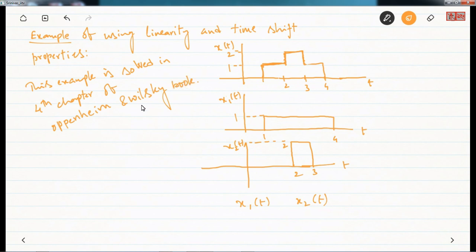So this is a very simple example. It is not something highly important, but I just wanted to show you the importance of linearity and time shifting. If you have a complex signal, you can divide it into a number of subsignals and then apply the linearity property. Then you can find this Fourier transform in terms of these two signals.